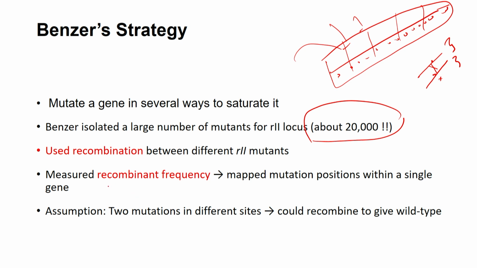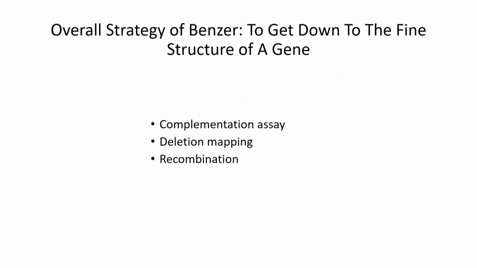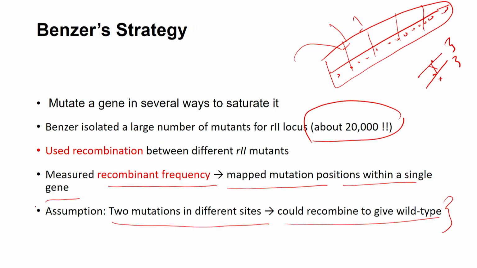So you can see the recombination frequency mapped mutation position even within a single gene, and two mutations at different sites could recombine to give a wild type phenotype, which we will come to in a minute. So overall, this line, don't worry about it, I'll talk about this assumption in a minute.